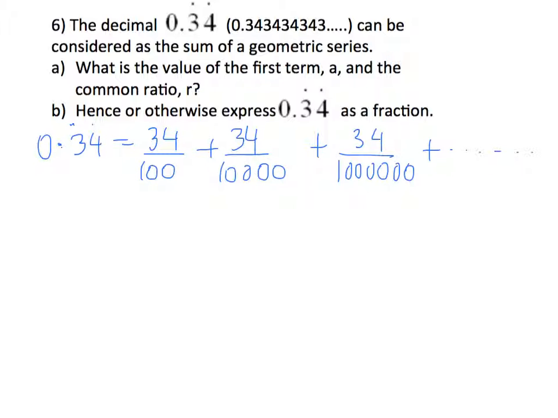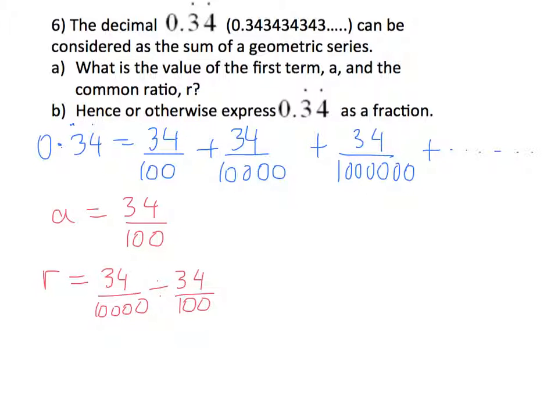And then you can see in this series, the first term is 34 over 100. The common ratio is going to be 34 over 10,000 divided by 34 over 100, T2 divided by T1. When you multiply by the reciprocal, the 34s are going to cancel. 100 divided by 10,000 ends up being 1 over 100. So there's our common ratio. So that's the answer for A.